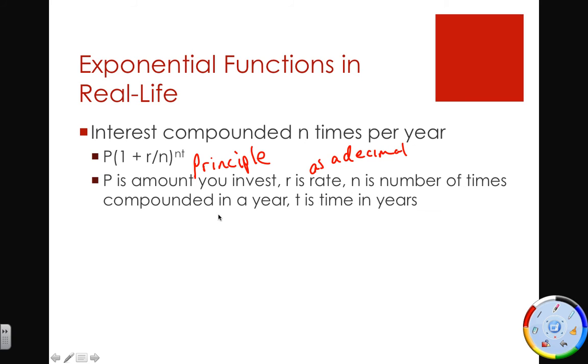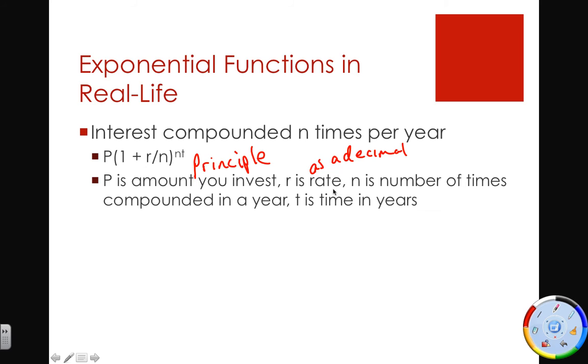N is the number of times compounded in a year. So if we say monthly, then it's 12. If we say yearly, then it's 1. And actually that's good, because if it's yearly, then it's 1, and it gets rid of these n's basically. And T is the amount of time in years.